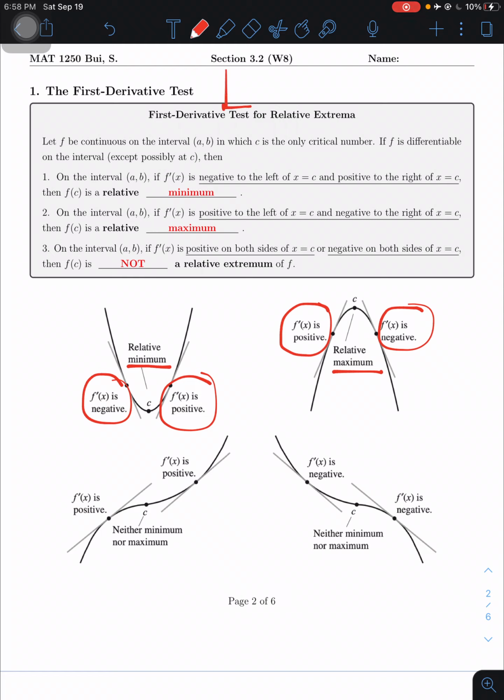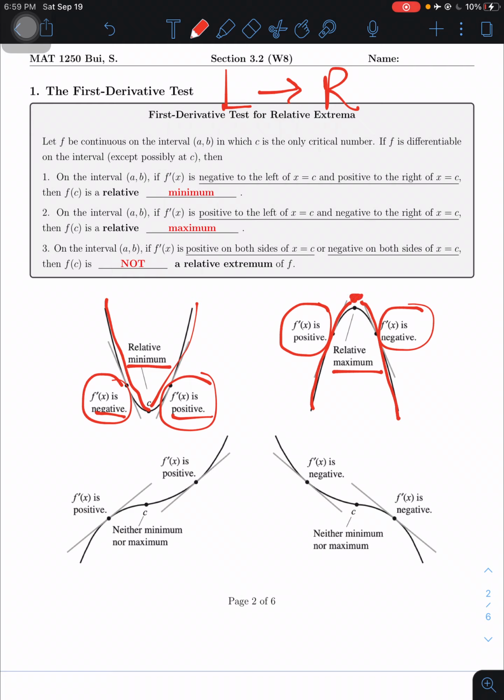Okay, so we always go from left to right. If you can see, this one is going down for being negative, and then it goes up for being positive. That's why it's the lowest point, and that's why it's also a minimum. For the other case, this one is positive, that's why it's going up, and then this part in here is going down for being negative. That's why in between we're going to have a maximum.